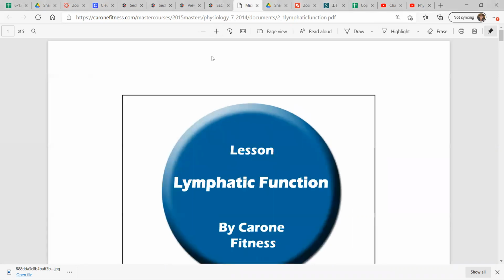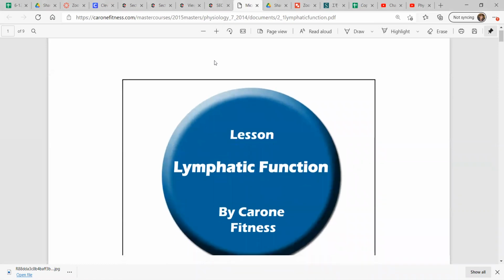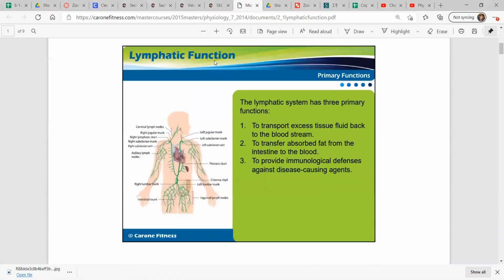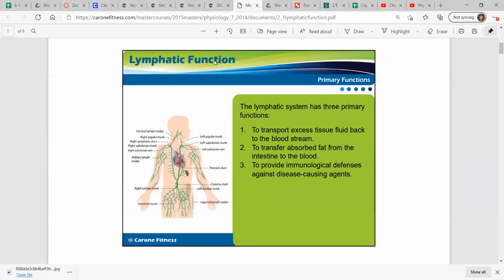So what the heck does the lymphatic system do? Well, it has three primary functions. It transports excess tissue fluid back to the bloodstream. It transfers absorbed fat from the intestine to your blood. And then it provides immunological defenses against disease-causing agents. So it's a very important system.